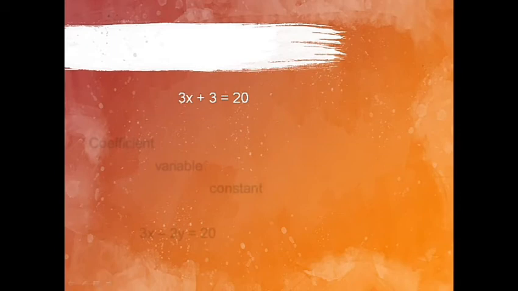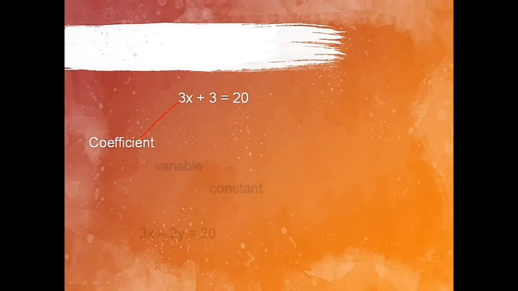Now what is this 3, what is x, what is this other 3, and what is this 20? So it is a linear equation with an equality sign. We call this sign an equality sign. Now what is 3 here? So 3 is the coefficient. We call this 3 a coefficient. Here this is one term, this is a second term, and this one is a third term. Total three terms are there.